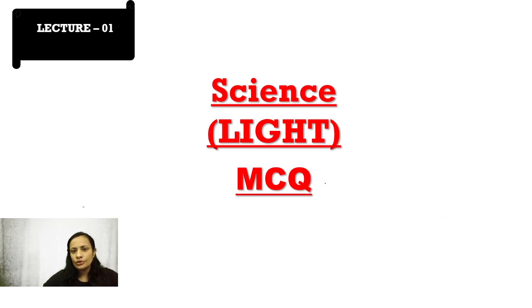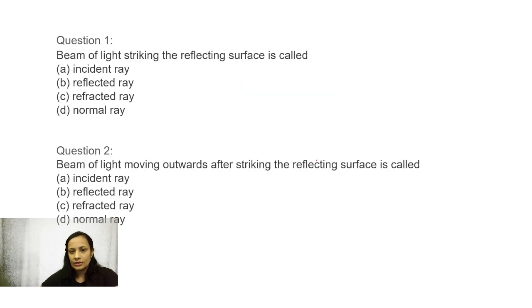So as you know, today we are going to do some MCQs on the chapter light. So let's start without wasting our time, some MCQs. So let's see the first one, which says the beam of light striking the reflecting surface is called.